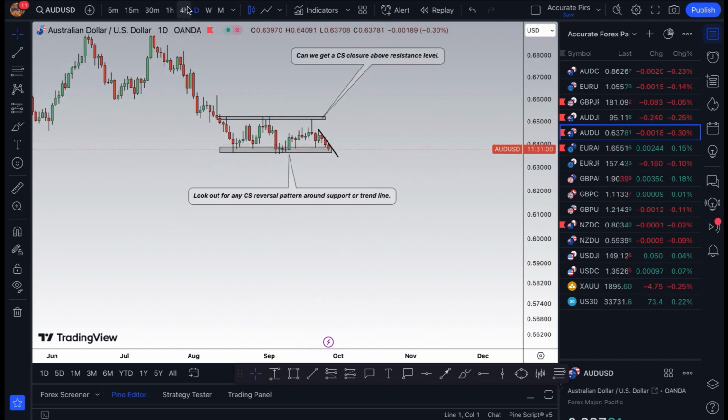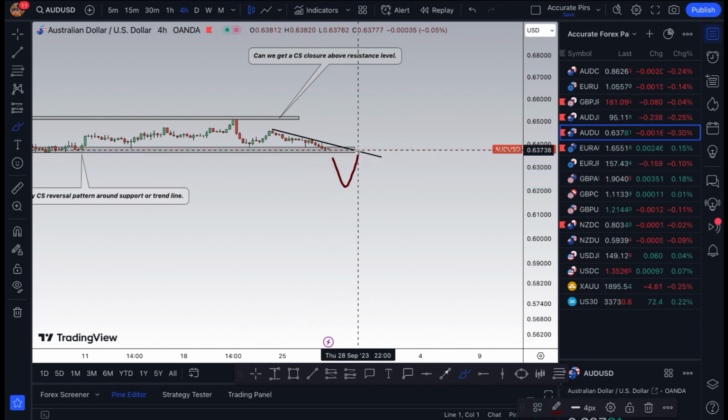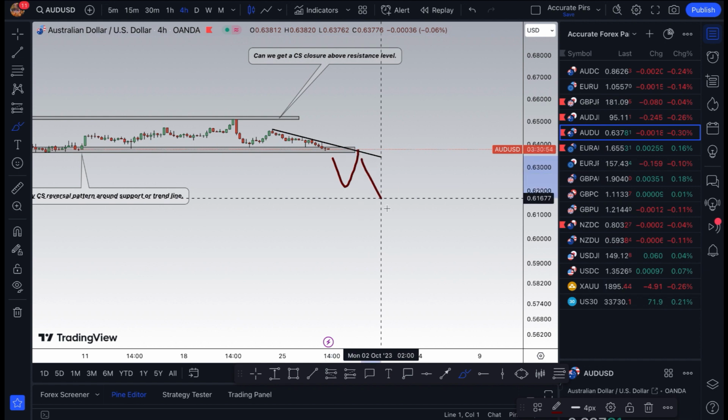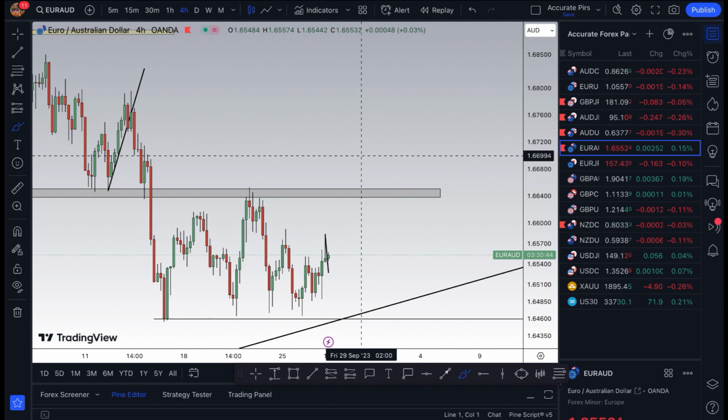If it does break that, then I'm going to wait for the break, and then come back up for the retest and look to get in from the retest. So that's AUD/USD, people. I'm getting tongue tied there. Let's move on to EUR/AUD.